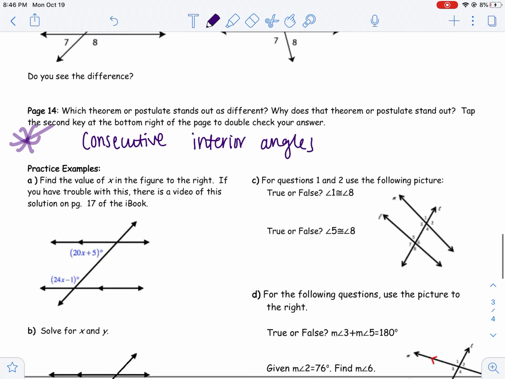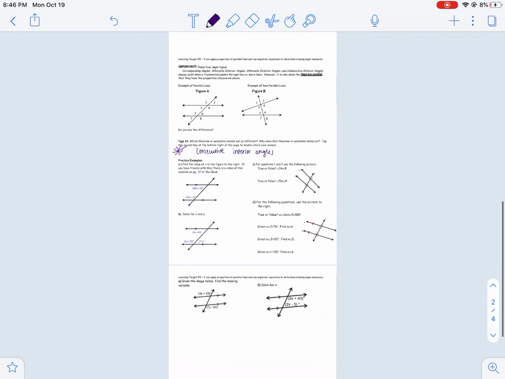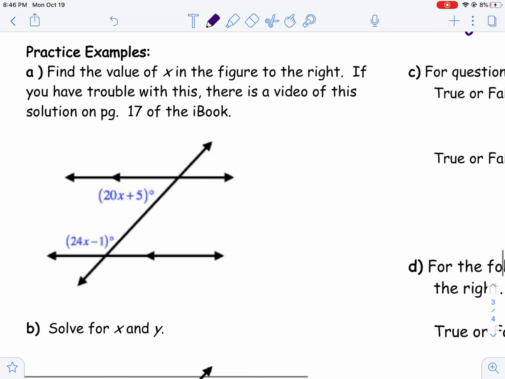Okay, that stands out to me because that was the only one that didn't state that they were congruent. It stated that they were supplementary, okay? So, let's just talk through maybe every other one and then you guys can do the rest, okay?